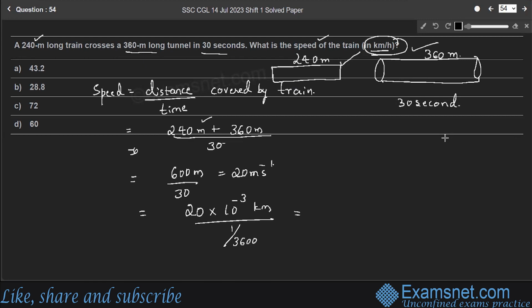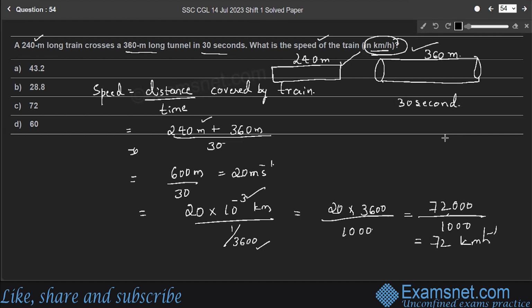So which is equal to 20 into, this 3600 will go to the numerator. So 3600 into 10 to the power of minus 3 becomes divided by 10 to the power of 3, which is 1000. So 36 into 2, 72, so 72,000 by 1000, which is 72. The unit is kilometer per hour, right? Therefore, speed of the train is 72 kilometer per hour.